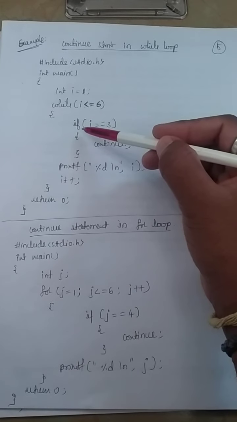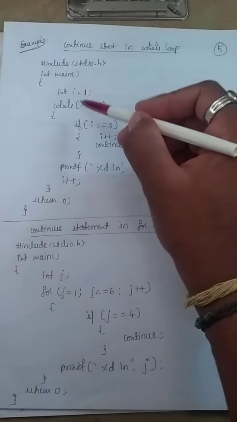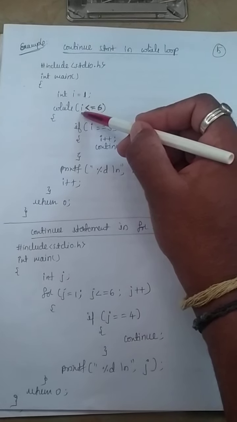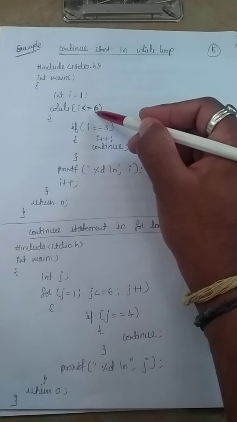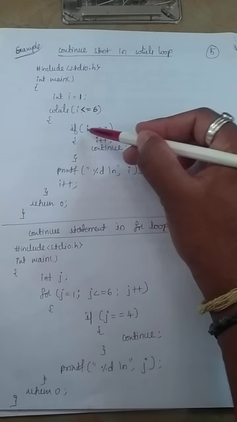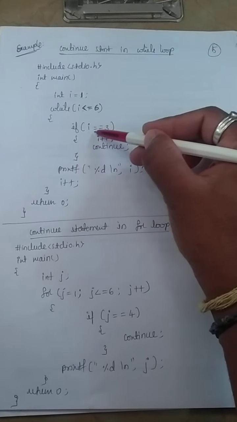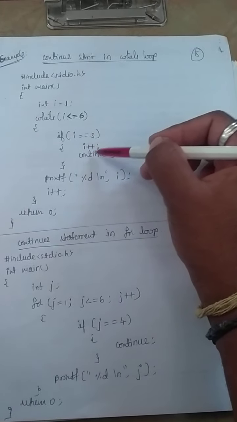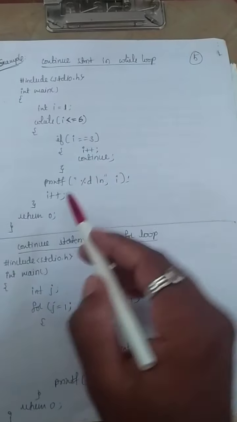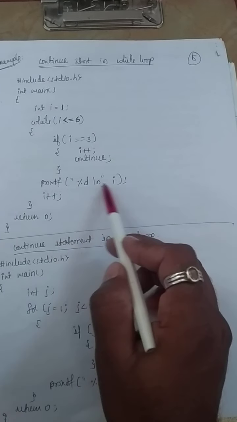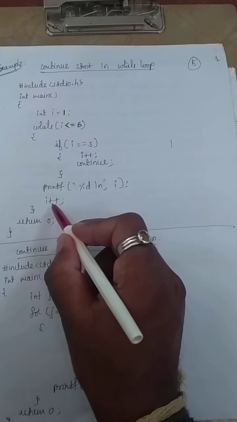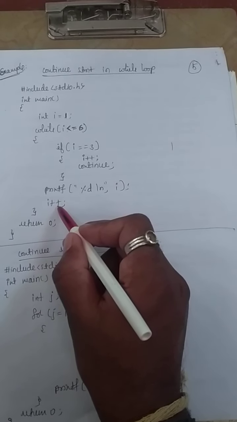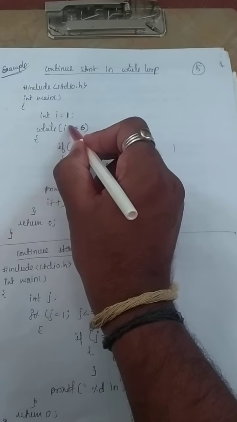Inside this while loop I have one if condition. Now what is the initial value of I? 1. Substitute here. Whether 1 is less than or equal to 6? Yes, condition true. When the condition is true, the control jumps to the if condition. Substitute the I value here. Whether 1 is equivalent to 3? No, false. So when this condition is false, these two statements will not execute. It jumps to the printf statement. So it prints the I value, that is 1, and then increments the I value. So the I value becomes 2, and then it will go back to the while loop condition.